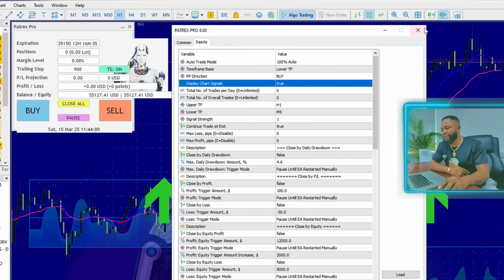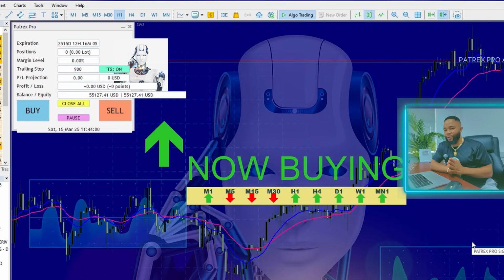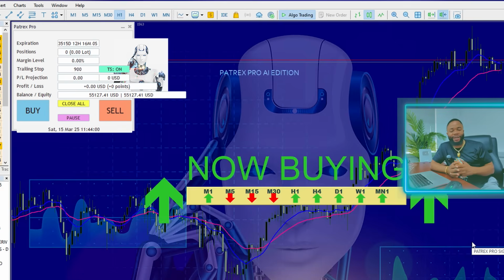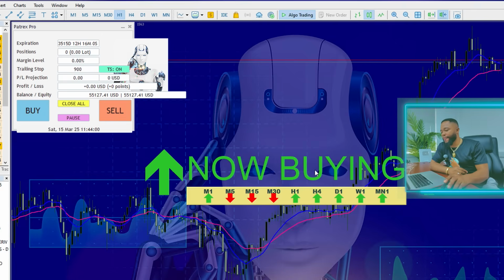So when you have put in your desired parameters and click on OK, you're going to have an interface that looks like, I like calling it a cockpit. You know, the cockpit of a plane is always very interesting. When you go to the cockpit, you have an interface that looks exactly like this.